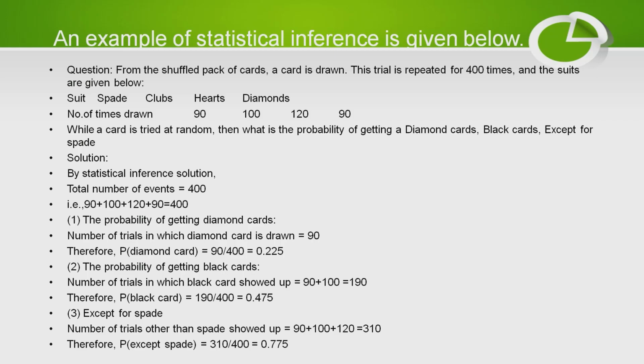Similarly, for spade, the number of trials for the spade is 310. Therefore the probability of spade is 310 divided by 400, which is 0.775.